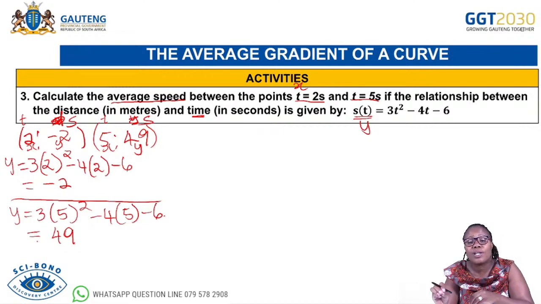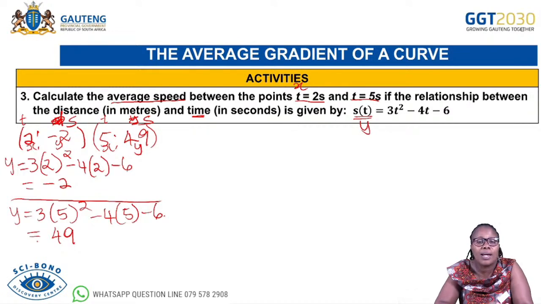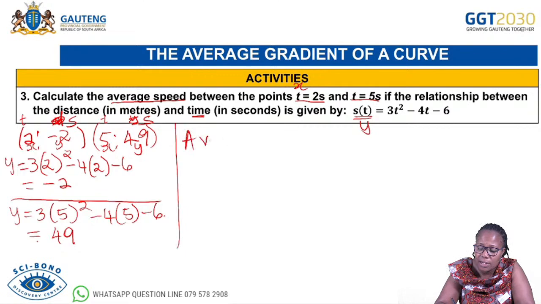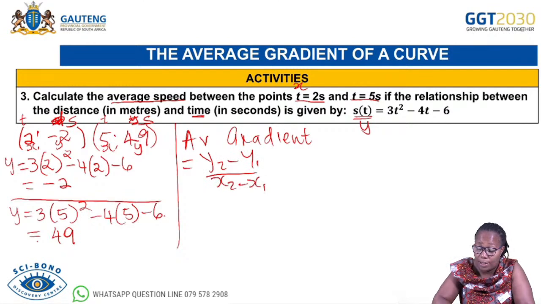I just wanted to relate this to the previous one, that grade 12, the application is the same as applying what? The X and Y. With the same formula, average gradient, always use what you are familiar with. That is y2 minus y1 over x2 minus x1.